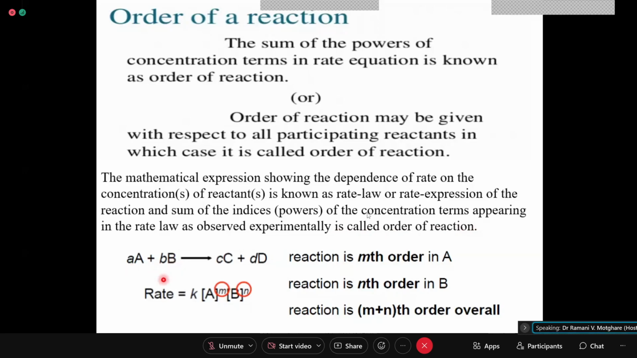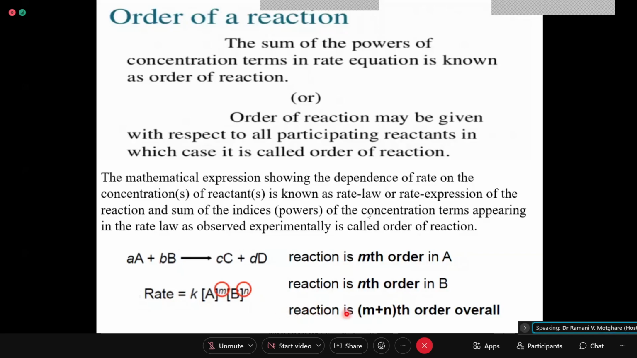So here we see that for a reaction A plus B giving you C plus D, the reaction is mth order in A and nth order in B. So the rate law can be written as rate equal to k into the concentration of A raised to m and B raised to n.